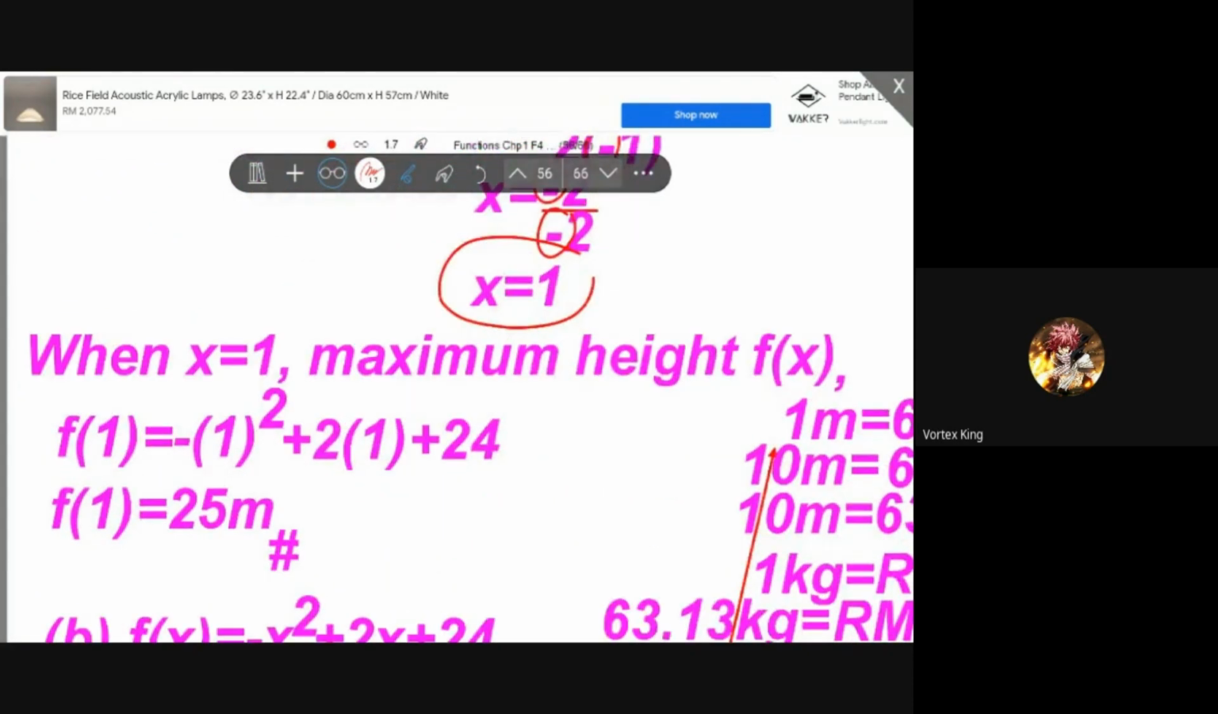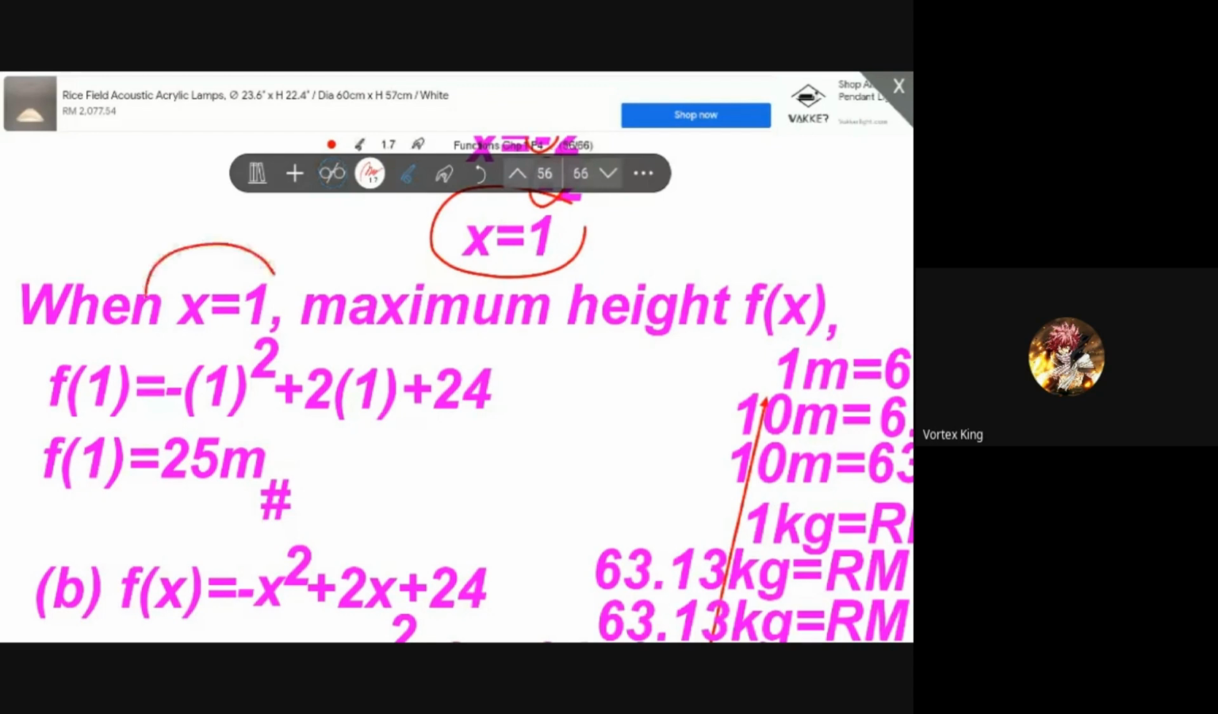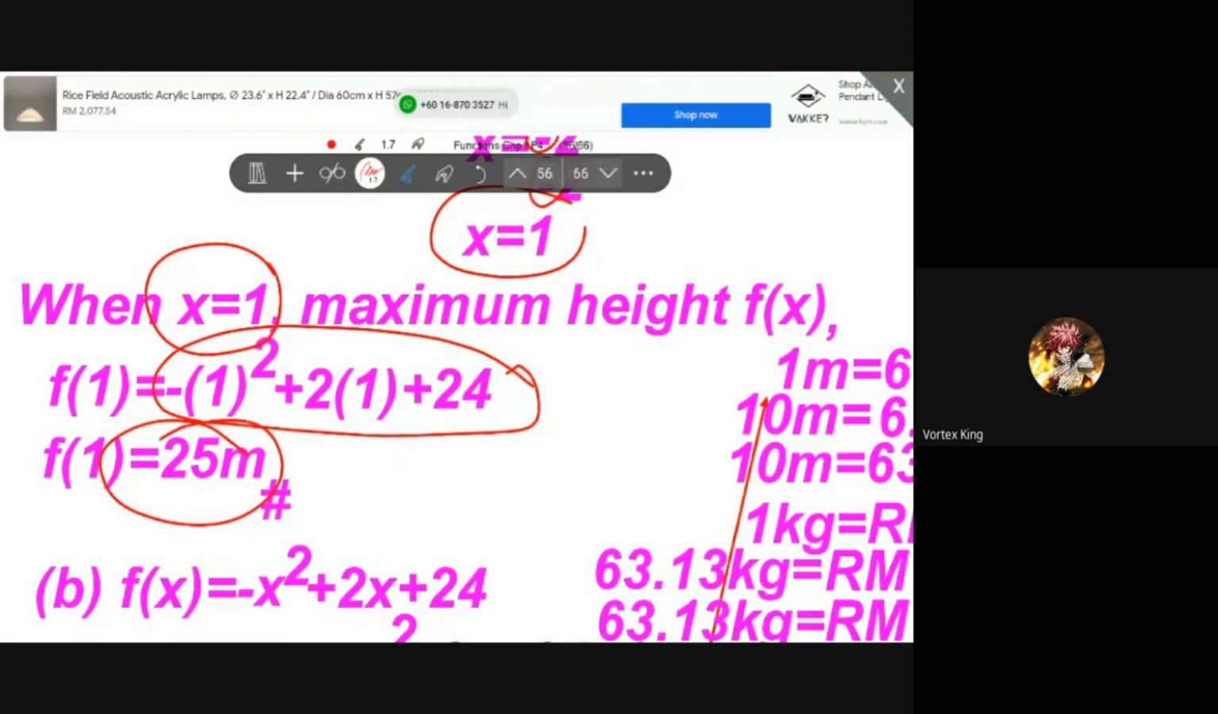So next, kita gantikan balik. We sub back. When x is 1, you will get like this. Make sure sub carefully also. Negative bracket 1 square, okay? So, you will get 25 meters. This is your answer. So, jangan lupa unit juga sebab nak tahu ketinggian tau. So, must have unit meters. Okay? So, that's how you solve this kind of question.